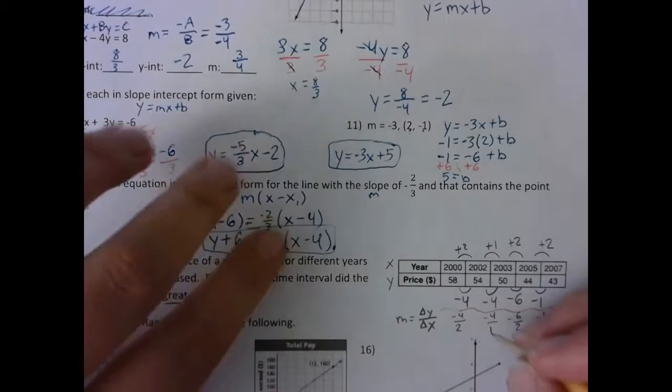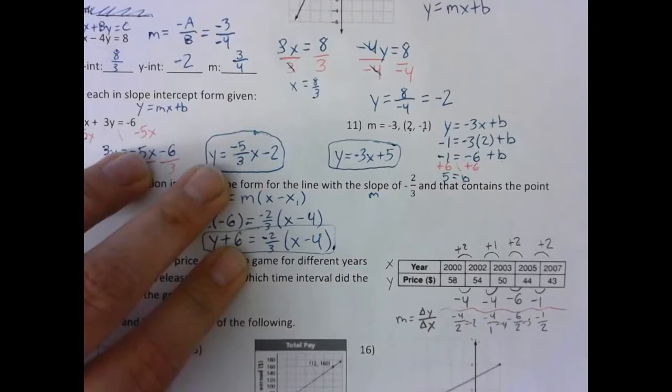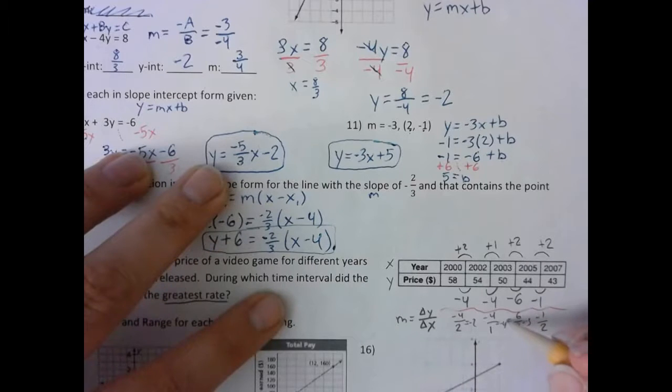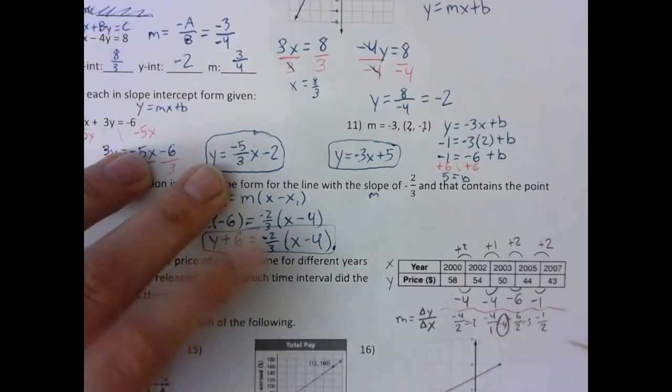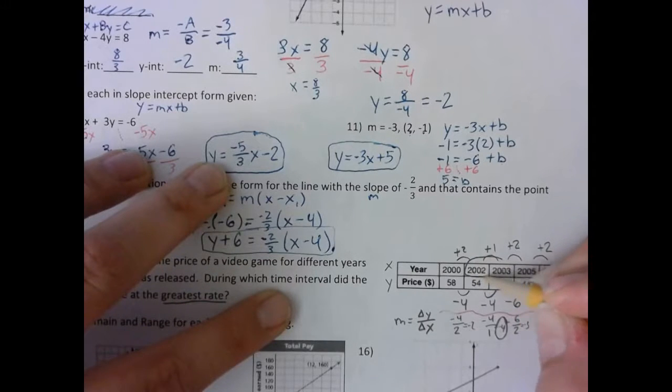Well, we have to simplify a couple of these. So -4 over 2, that's -2. -4 over 1, that's -4. -6 over 2 is -3, and then we have -1/2. So comparing these numbers, we have -2, -4, -3, and -1/2. -4 is our greatest rate of change. So our greatest rate of change was here from 2002 to 2003.